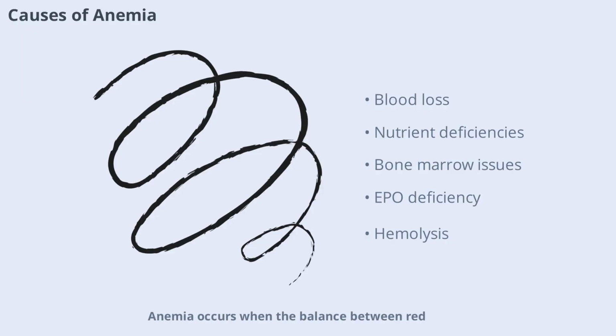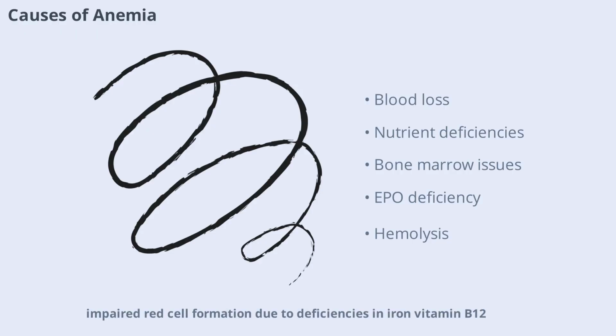Anemia occurs when the balance between red blood cell production and destruction is disturbed. Causes include blood loss, acute or chronic, impaired red cell formation due to deficiencies in iron, vitamin B12 or folic acid, bone marrow depression, erythropoietin deficiency, and increased destruction of red blood cells, hemolytic anemia. Identifying the underlying cause is key to choosing the right treatment.